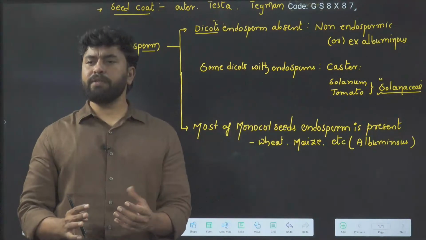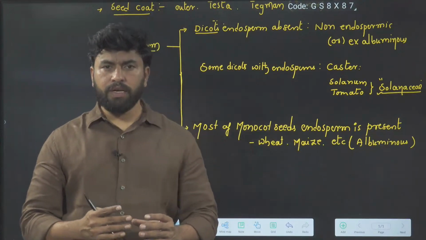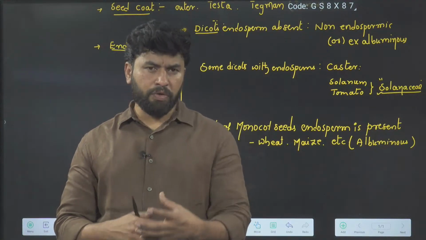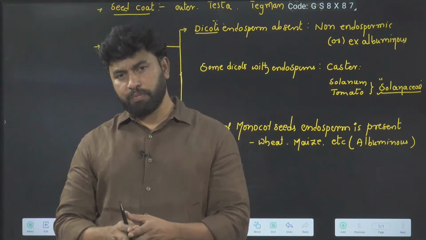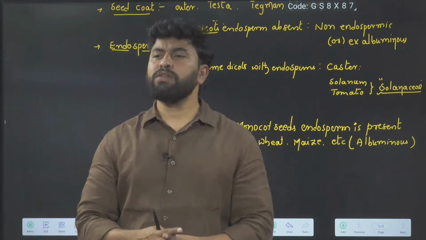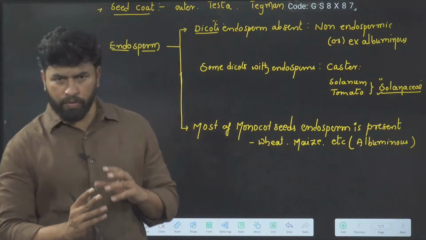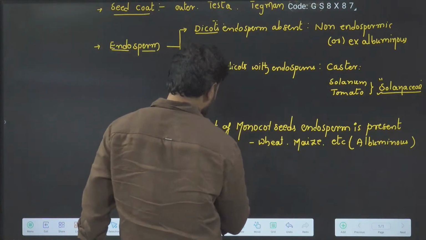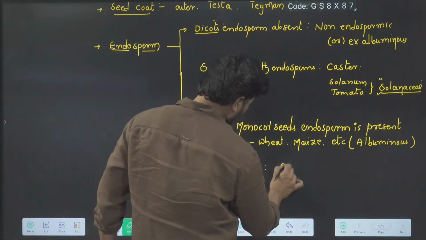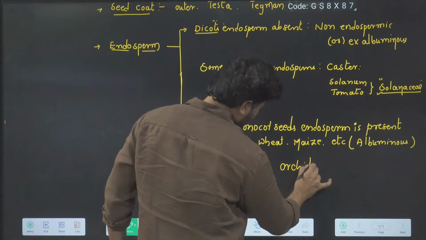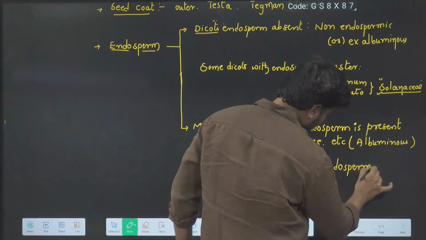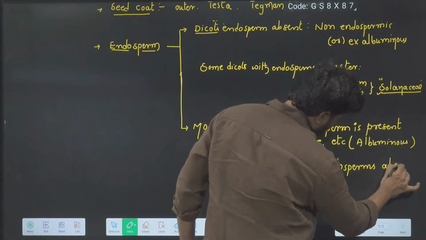But for this also there are exceptions. The general rule of a dicotyledonous seed is not to have endosperm. The general rule of a monocotyledonous seed is having endosperm. For dicots, there are exceptions, and at the same time, monocots also have many exceptions. One exception, if you notice, is orchids. Orchids are monocots, but in them endosperm is absent.